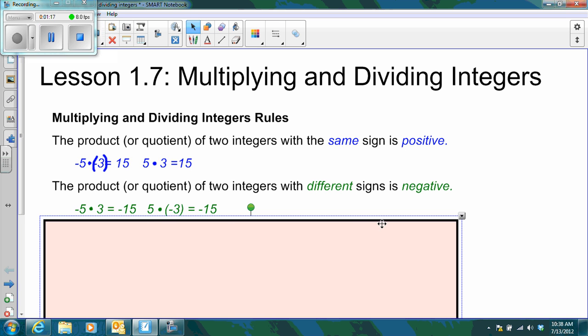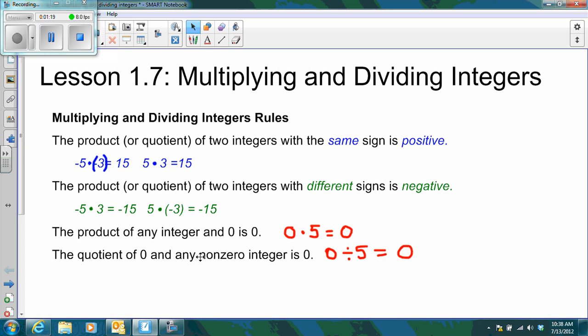And the last two rules you should be familiar with, but anytime you multiply, meaning the product, any number, in this case I use 5 as the example, but it can be any number at all, by 0, the answer is always 0. And the same thing for the quotient or division. If we do 0 divided by any number, the answer will always be 0. So these are some important rules to remember when solving problems that have to do with multiplying and dividing integers with positive and negative numbers. So same signs, you get positive. Different signs, you get negative.